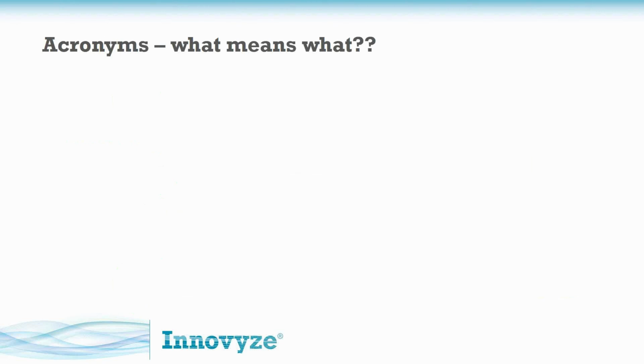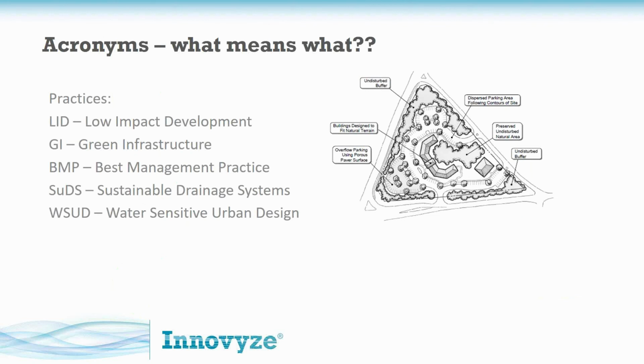So acronyms. As engineers, we love acronyms. There's a whole range of these letters. LID, GI, BMP are most often used across the US: low impact development, green infrastructure, best management practice. If you perhaps are in the UK, there's the sustainable drainage system, SUDS, or WSUD if you're in Australia. All these systems are really talking about the exact same thing. And there's even more terms that I haven't put up here. I think there's even LIDs perhaps.